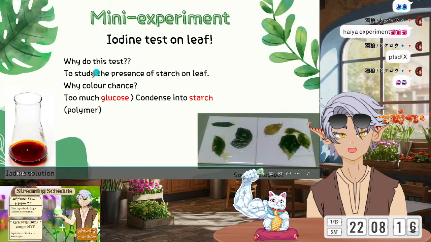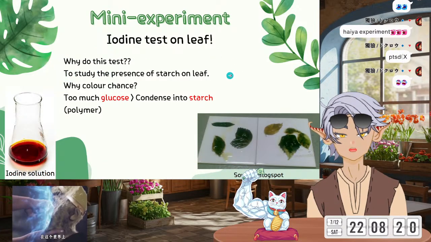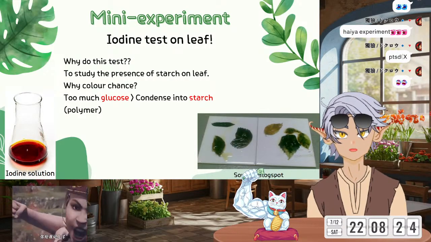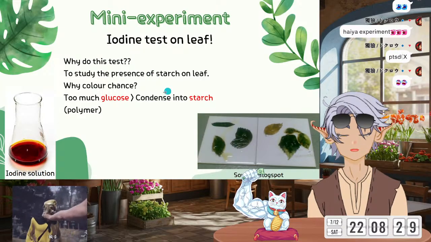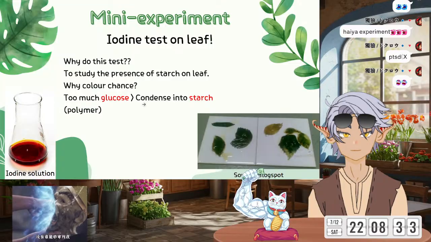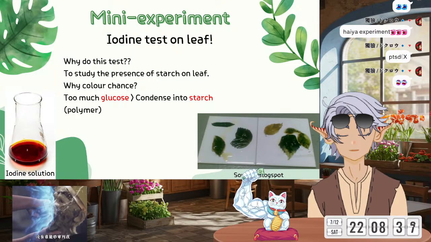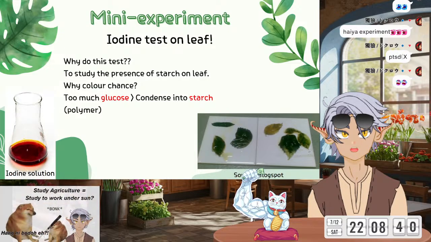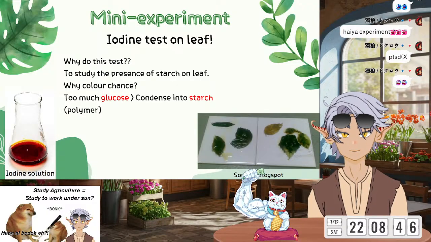It's called the iodine test. What test? Test on starch. Okay, so like I said just now, this experiment is to study the presence of starch in a leaf. Starch is 淀粉. Okay, why starch? Where is the glucose? So glucose is the basic one, or the simplest building block. Starch is a big chunk of molecule, you can say. A polymer, we say.